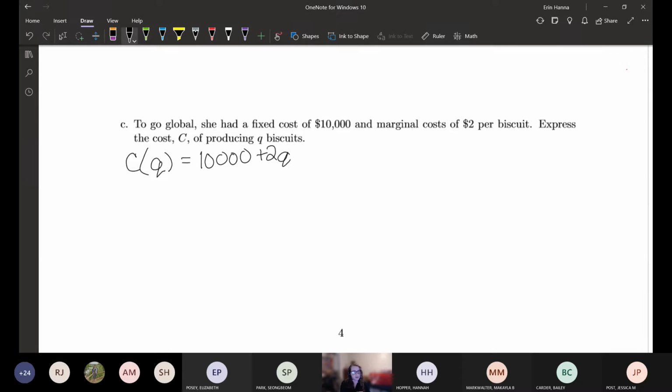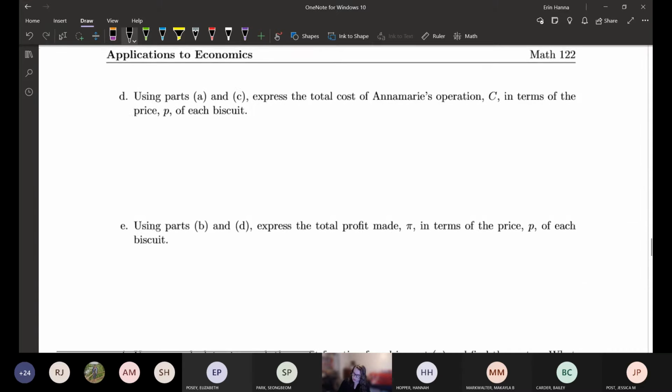So 10,000 plus 2Q. That's our cost equation. In a second, I'll scroll down. I didn't need to put this much space between these questions, but I did. Our next thing is that using parts A and C, let me remind us what those two parts are. Part A was our demand equation, negative 55.44p plus 37.820, and part C was what we just found, our cost function in terms of quantity.